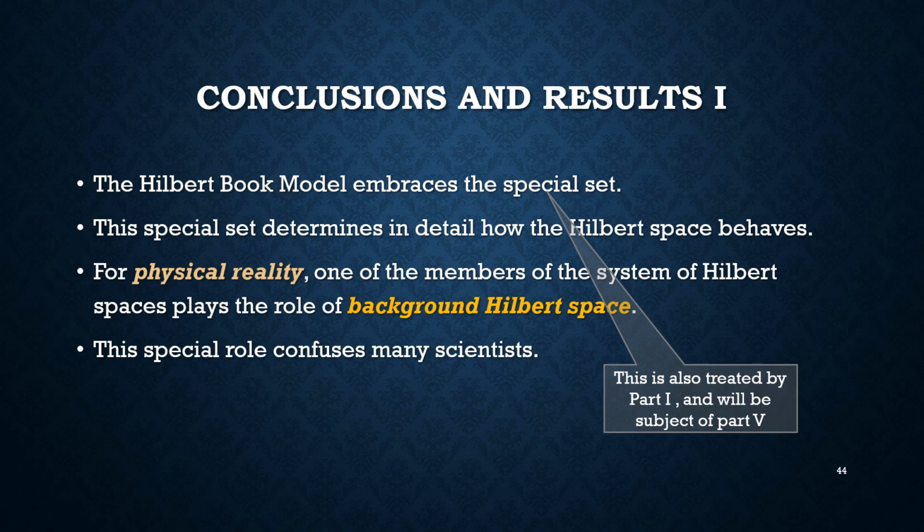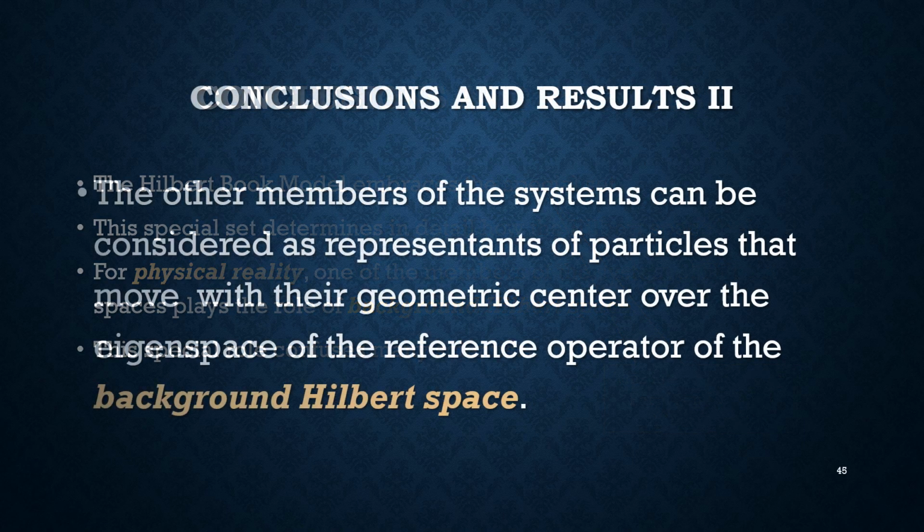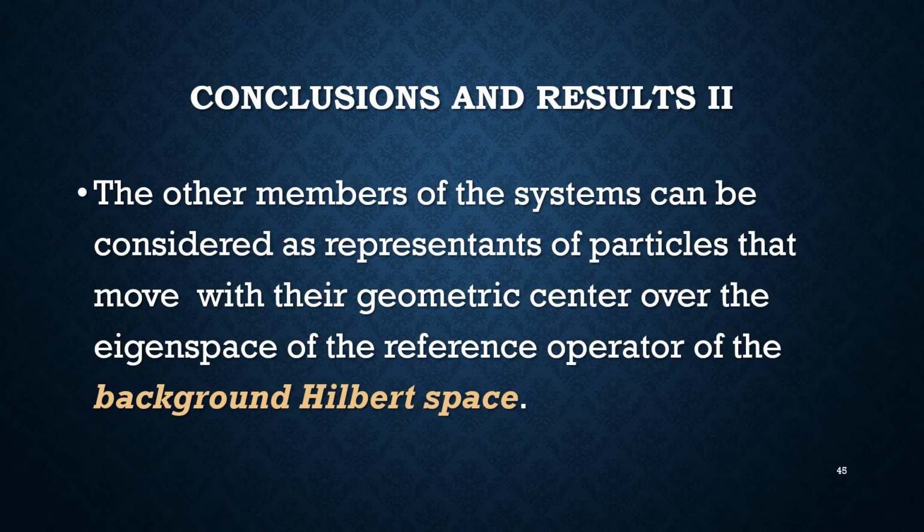The Hilbert Book Model embraces the special set. This special set determines in detail how the Hilbert space behaves. For physical reality, one of the members of the system of Hilbert spaces plays the role of background Hilbert space. This special role confuses many scientists. This is also treated by Part 1, and will be subject of Part 5. The other members of the systems can be considered as representants of particles that move with their geometric center over the eigenspace of the reference operator of the background Hilbert space.